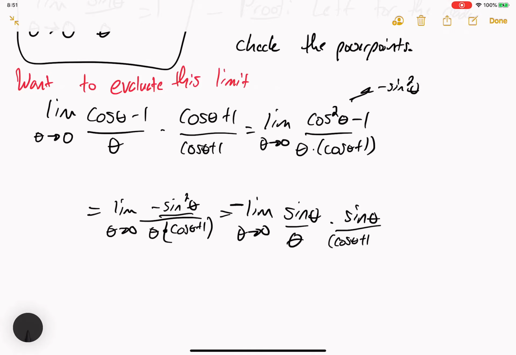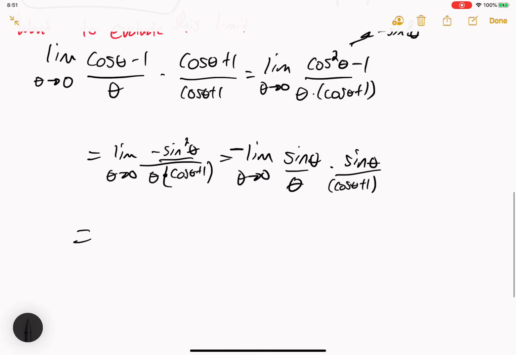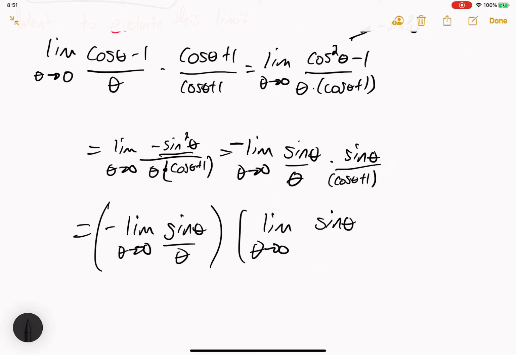In both of these cases, the limits exist, so we can break up the limits over them. It's negative the limit as theta goes to 0 of sine of theta divided by theta, times the limit as theta goes to 0 of sine of theta divided by cosine of theta plus 1. The fact that I put the negative on the first one doesn't really matter. You just put the negative somewhere.